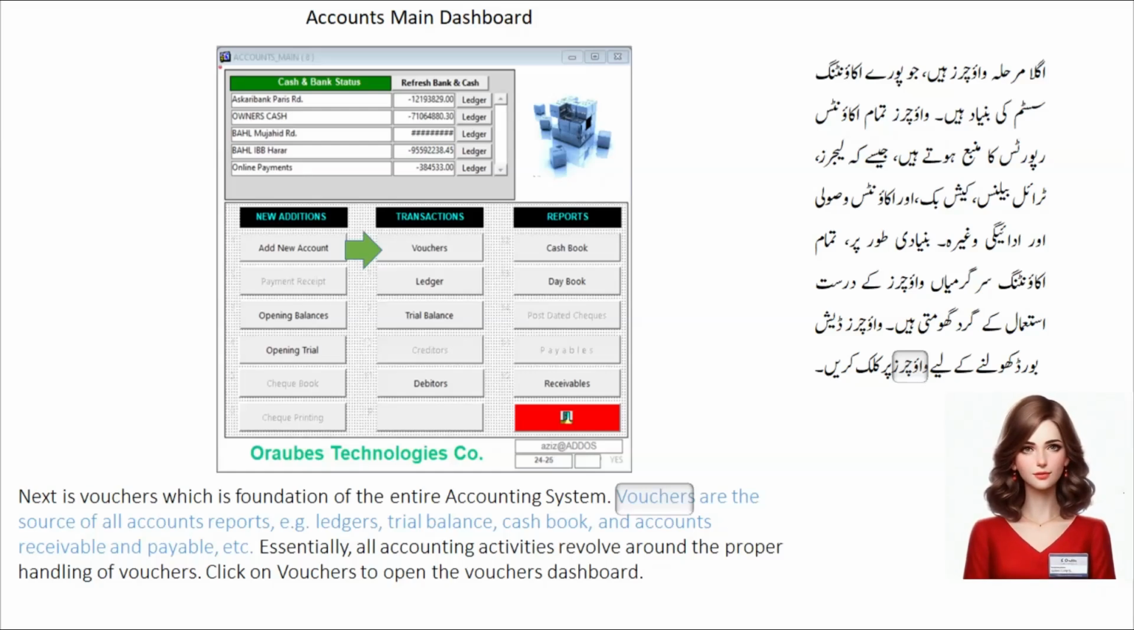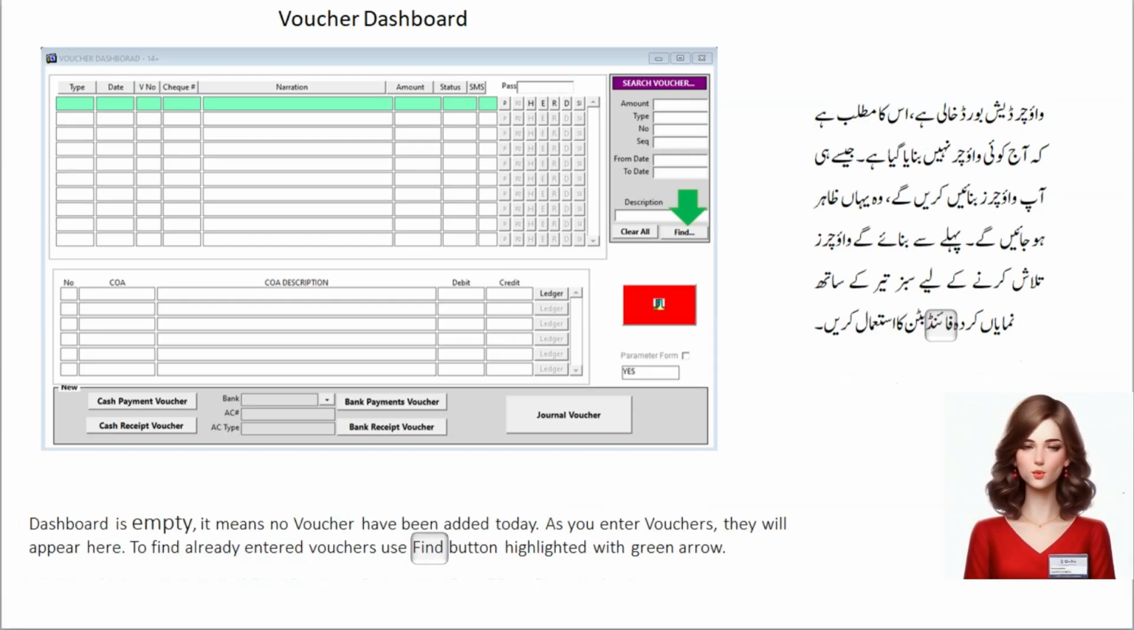Next is Vouchers, which is the foundation of the entire accounting system. Vouchers are the source of all accounts reports, for example, ledgers, trial balance, cash book, and accounts receivable and payable, etc. Essentially, all accounting activities revolve around the proper handling of vouchers. Click on Vouchers to open the Vouchers dashboard. The dashboard is empty. It means no voucher has been added today. As you enter vouchers, they will appear here. To find already entered vouchers, use the Find button highlighted with the green arrow.